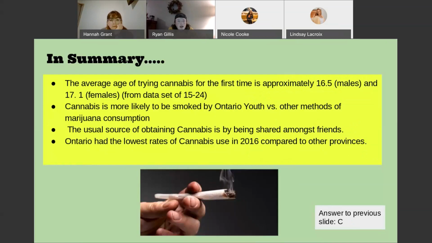In summary, the average age of trying cannabis for the first time is approximately 16.5 years old in males and 17.1 in females, from a data set of 15 to 24-year-olds. Cannabis is more likely to be smoked by Ontario youth versus other methods of marijuana consumption. The usual source of obtaining cannabis is by being shared amongst friends, usually in social circles or at parties and other situations. Ontario had the lowest rates of cannabis use in 2016 compared to all the other provinces.